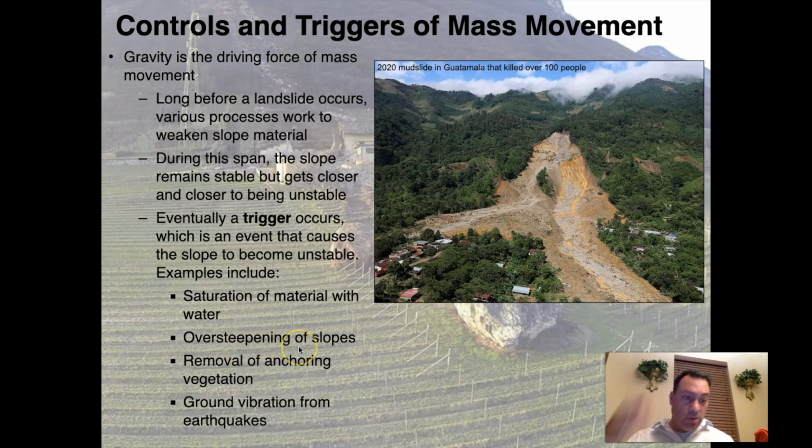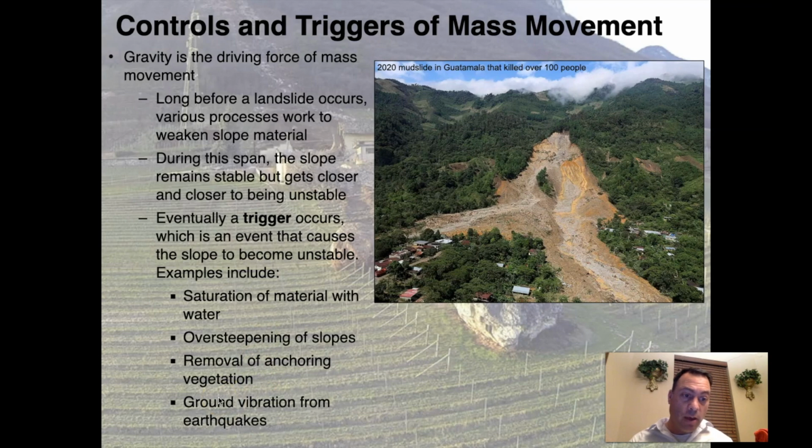Oversteepening of slopes. So if you cut into a hillside, for example, to build a road, you provoke that mountain to start to slide down. We'll show you why that is in the next couple of slides. Removal of anchoring vegetation. Sometimes it's the trees and the grasses that are holding everything together. You remove that stuff and things start to fail and slide. And of course, ground vibration from earthquakes. This is actually a major trigger for landslides.